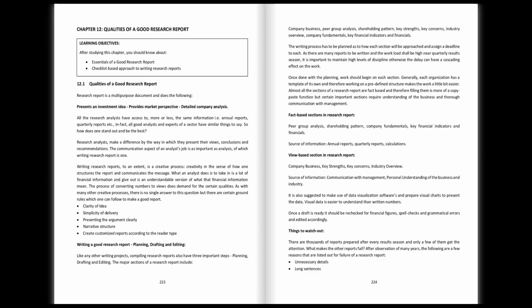Fact-based sections in research report. Peer group analysis, shareholding pattern, company fundamentals, key financial indicators, and financials. Source of information: annual reports, quarterly reports, calculations. View-based section in research report. Company business, key strengths, key concerns, industry overview. Source of information: communication with management, personal understanding of the business and industry.